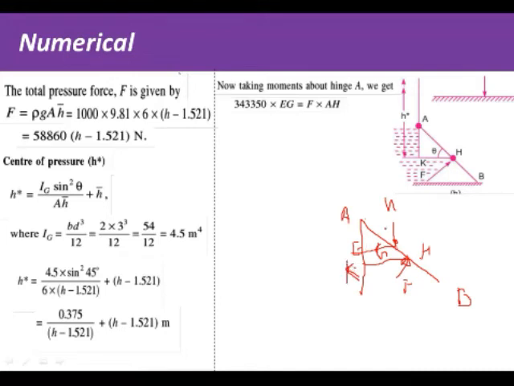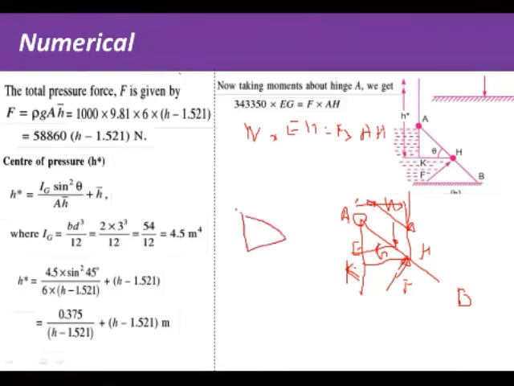So we will take this W. W, we are taking the moment about point A. So W into the distance EG in horizontal direction, that equals to whatever the horizontal distance, that is F into AH. Sorry, this force is acting in this direction, so you have to take this distance, F into AH.